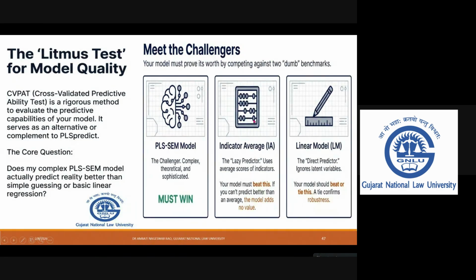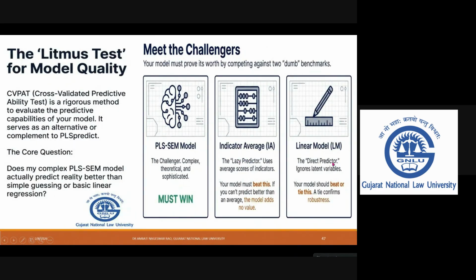Indicator average is nothing but the average of the model. Your model must beat this. If you cannot predict better than the average, the model adds no value. So we are going to compare the PLS-SEM model with the indicator average. If you're getting the average results, it's not having any value.